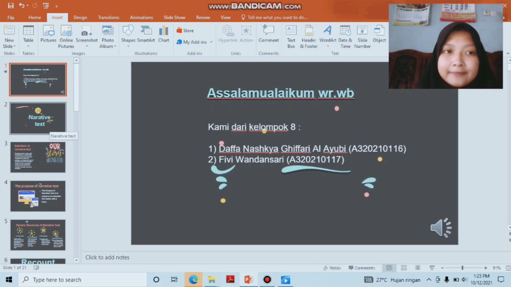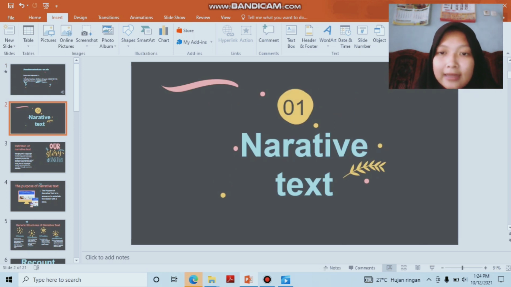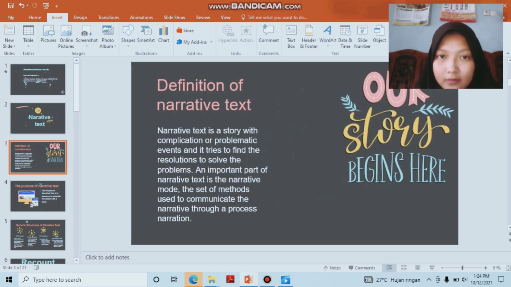Berikut penjelasannya. Yang pertama adalah narrative text. Definition of narrative text. Narrative text is a story with complication or problematic event and it tries to find the resolution to solve the problems. An important part of narrative text is the narrative mode, the set of methods used to communicate the narrative through a process narration.